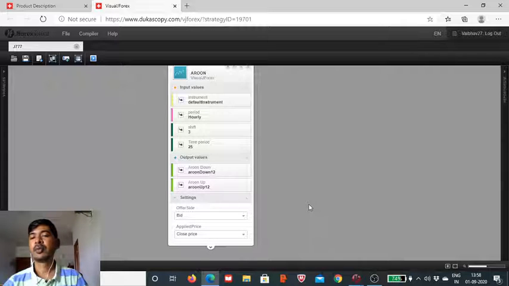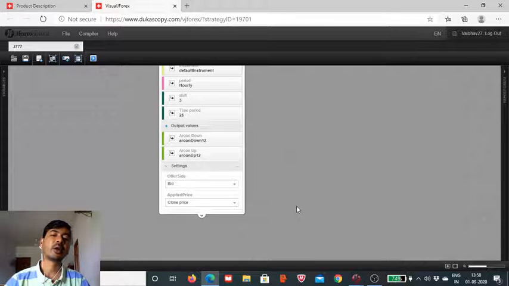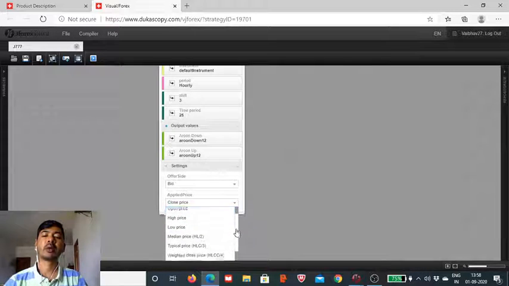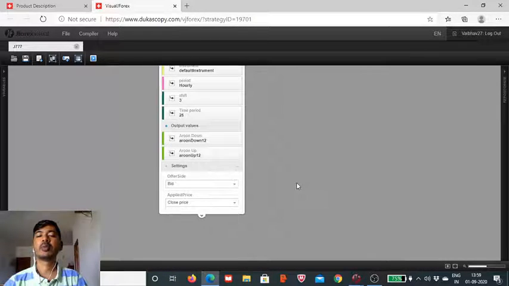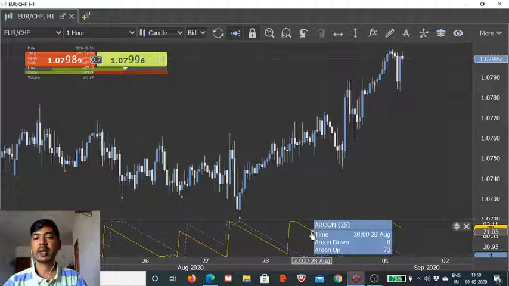Coming to the settings part, here the indicator can be calculated either on the bid side or on the ask side. That's because the difference is there on account of spread. For the applied price, whether you want to take the closing price for calculation of the highs or lows for the last 25 hours, or you want to take the high values, or the low values, or you want to use other calculations like median price, typical price, weighted close price, time or volume, you have to define the applied price here, and accordingly the AROON indicator will be calculated.